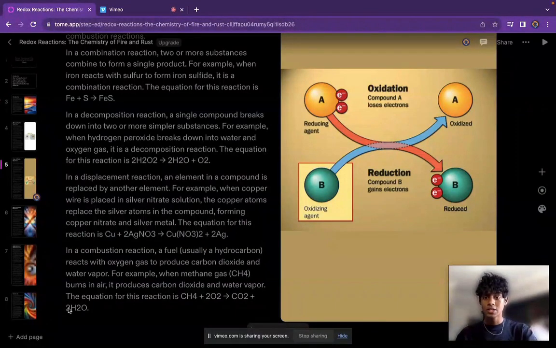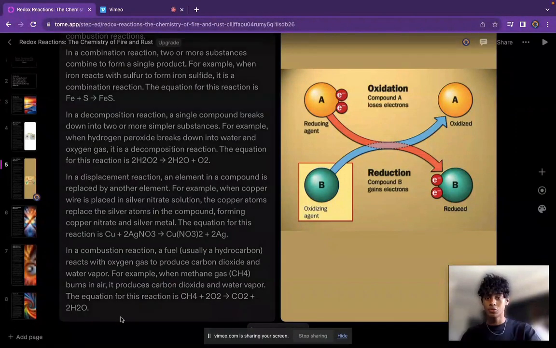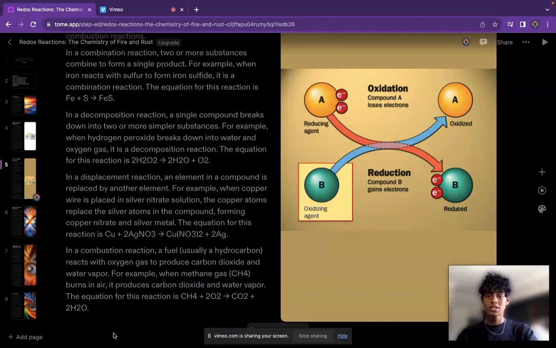In a combustion reaction, a fuel, usually a hydrocarbon, reacts with oxygen gas to produce carbon dioxide and water vapor. For example, when methane gas, CH4, burns in the air, it produces carbon dioxide and water vapor. The equation for this reaction is CH4 + 2O2 gives you CO2 + 2H2O.